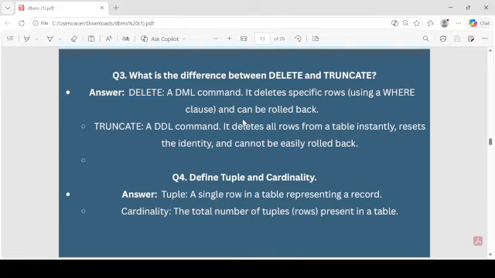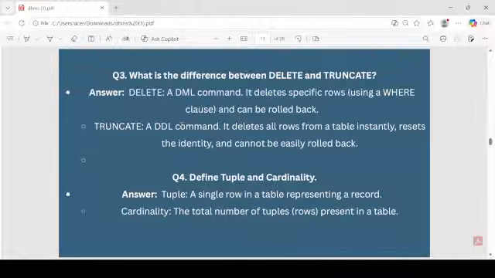The third question will be, what is the difference between delete and truncate. So delete will be a DML command, like data manipulation language command. It deletes specific rows using a where clause, where you specify how you want to filter the rows, meaning what rows you want, and it can be rolled back.